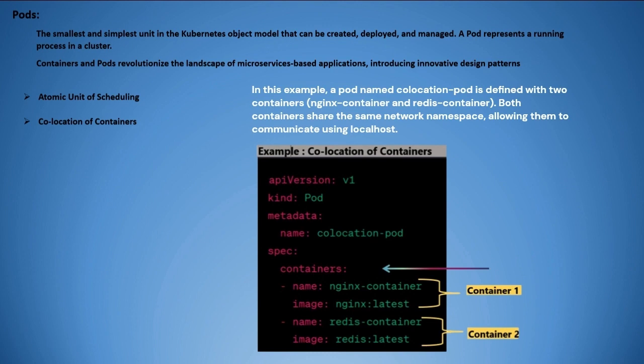Collocation of containers. Pods enable the collocation of containers within the same logical unit. Containers within a pod share the same network namespace, allowing them to communicate easily and efficiently with each other using localhost.